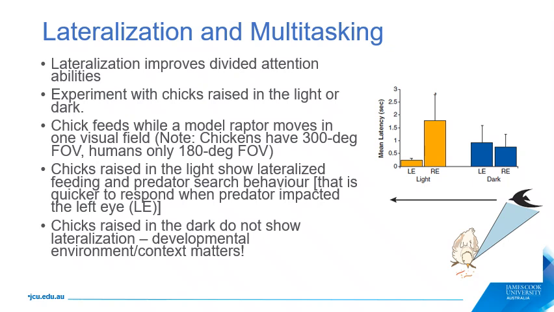The chick feeds while the model raptor moves in one visual field. Chicks raised in the light show lateralized feeding and predator search behavior. They're quicker to respond when the predator impacted the left eye, as shown in the diagram. Chicks raised in the dark do not show lateralization, simply because they couldn't see the direction of travel of the raptor.